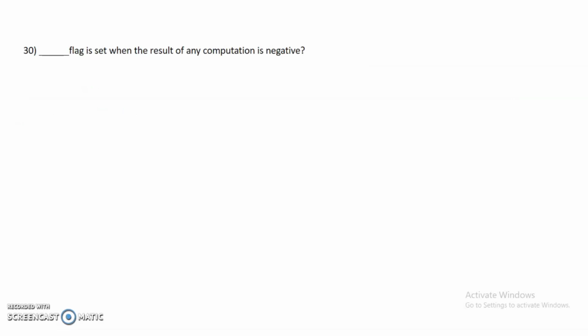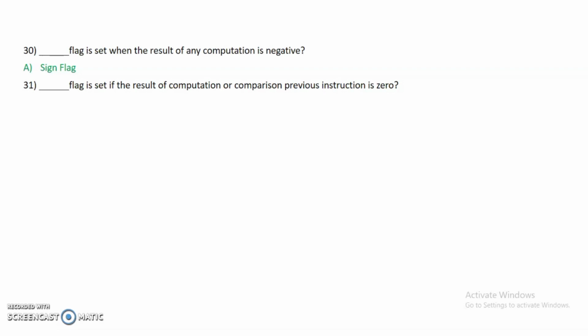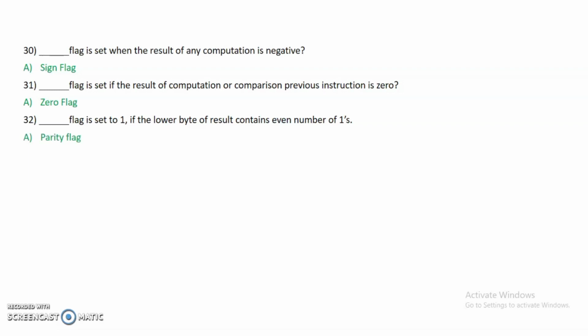Bit number 30. Dash flag is set when the result of any computation is negative. So the answer will be sign flag. Bit number 31. Dash flag is set if the result of computation or comparison between previous instruction is 0. The answer will be zero flag. Bit number 32. Dash flag is set to 1 if the lower byte of the result contains even number of ones. So the answer will be parity flag.